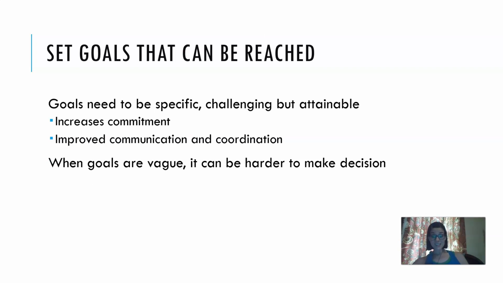We also need to set goals that can be reached. So we kind of talked about this last unit, talking about goal setting theory. Goals need to be specific and they need to be challenging, but they also need to be attainable. This helps increase commitment, and it also helps improve communication and coordination between group members. When these goals are vague, it can be harder to make a decision.